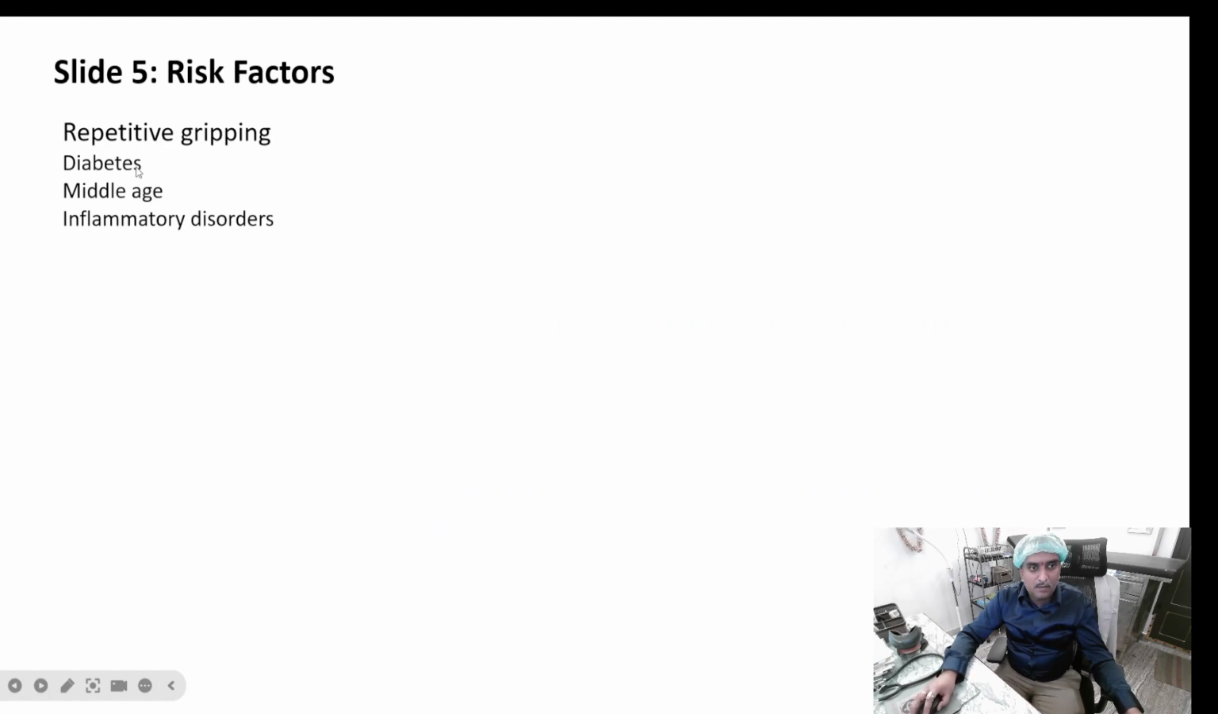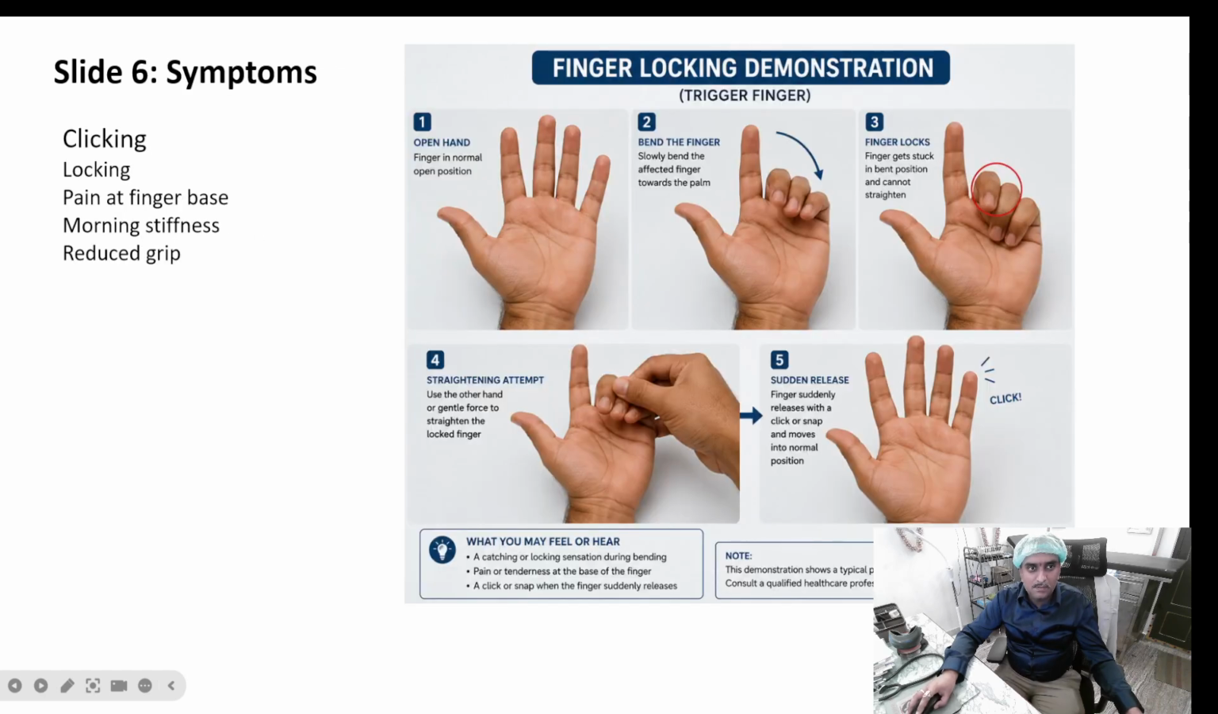Risk factors: repetitive gripping, diabetes, middle age, and inflammatory disorders. Symptoms: clicking, locking, pain at the finger base, morning stiffness, reduced gripping. Open hand, finger in normal open position. Bend the finger: slowly bend the affected finger towards the palm. The finger locks, gets stuck in a bent position and cannot straighten. Straightening attempt: use the other hand or gently force to straighten the locked finger.